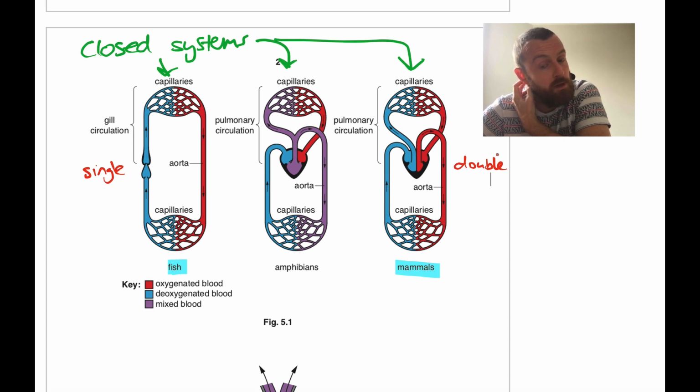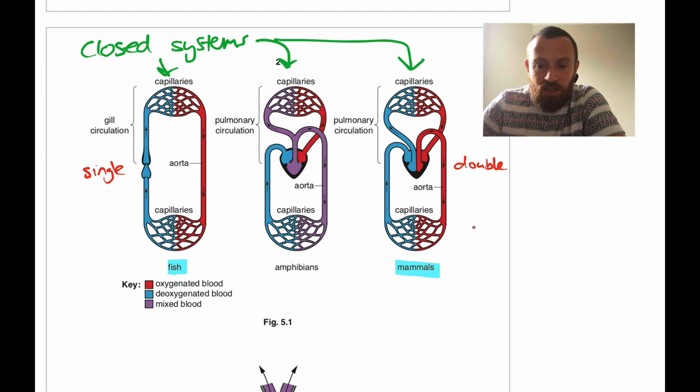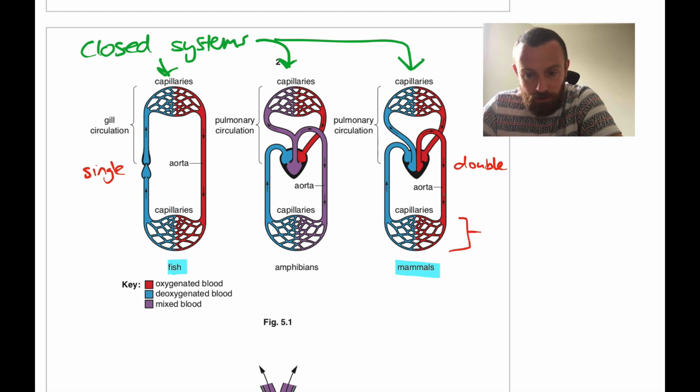So the fish has a single circulatory system in which blood passes through the heart once per trip around the body, whereas in the mammal there's a double circulatory system and the blood flows through the heart twice, and there is a separate, you could say, pulmonary circulation, and this would be called the systemic circulation here. Okay, it's not labeled. This pulmonary is labeled here.